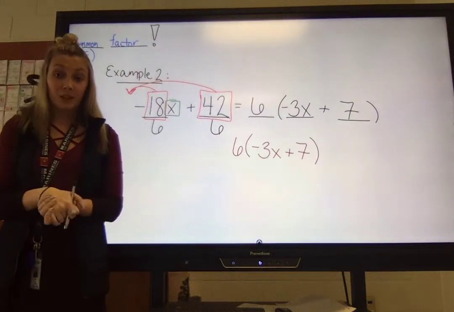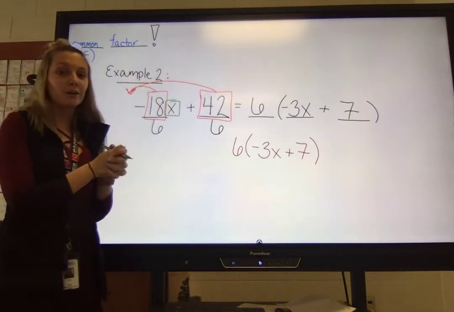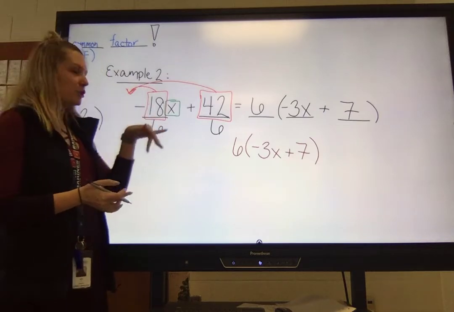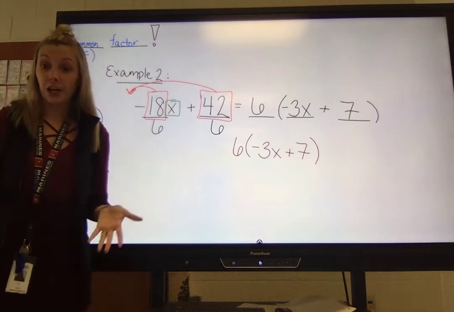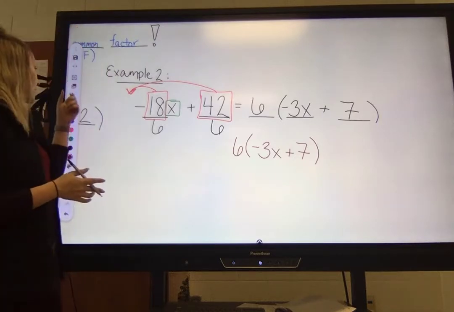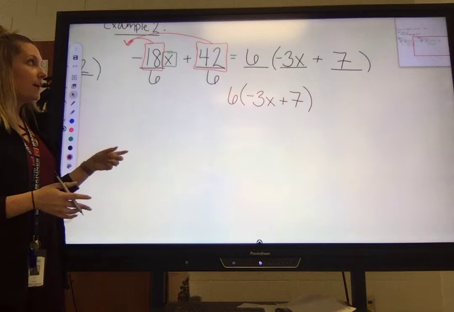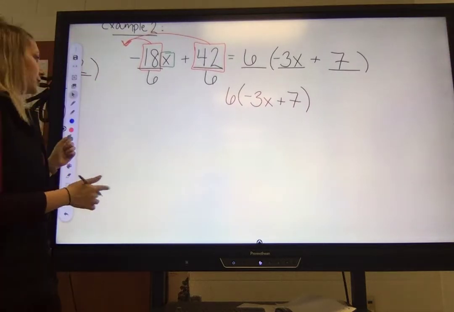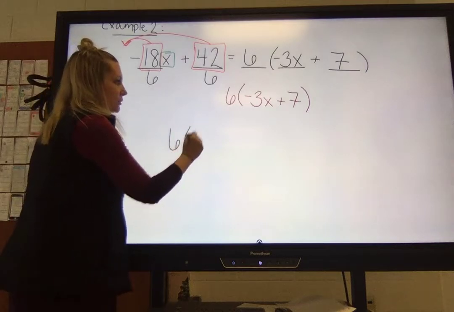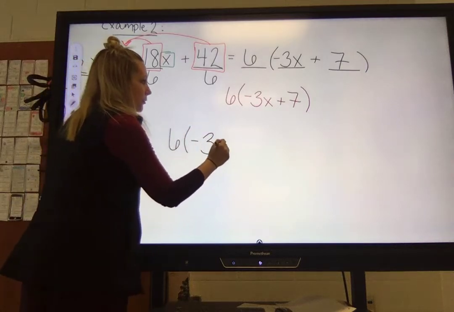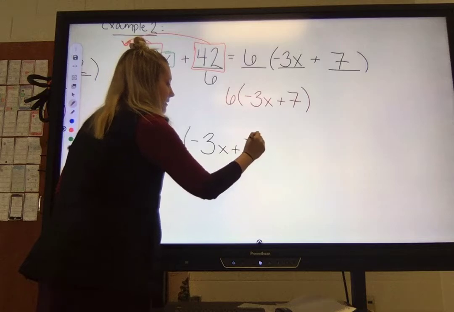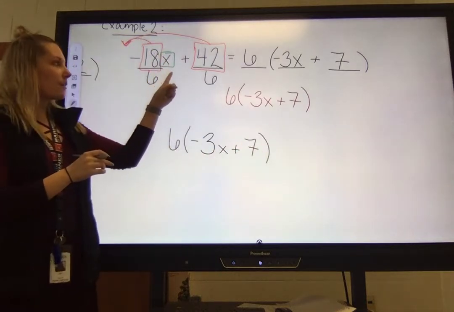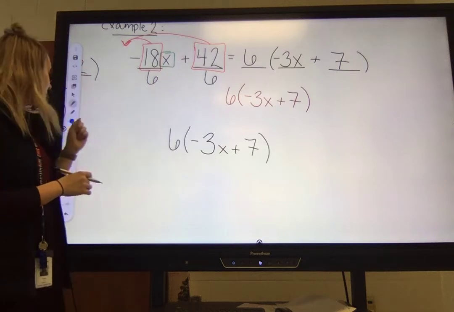Now, sometimes you're going to get to a problem and you're like, I don't know if that's right. I don't know if I picked the right greatest common factor. I'm not sure if I divided right. How can I check my answer? Well, that's what's so great about factoring. Factoring and distributing are opposites of each other. So you can check your answer for this work. So if I got my answer of 6 times the quantity negative 3x plus 7, I can distribute this to check to make sure that my answer is exactly what I have up here.